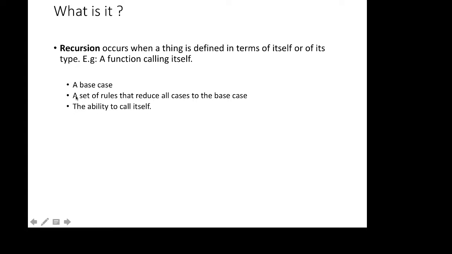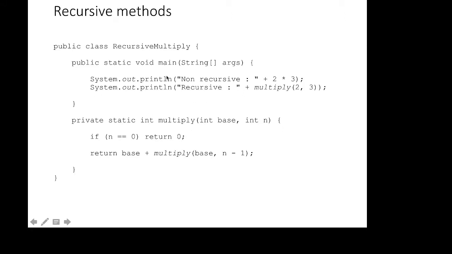Second one is a set of rules that reduce all cases to the base case, which means we'll be simplifying the problem on every recursive call. And the third one is the ability to call itself. Java has all these properties, as you can see here in this example.